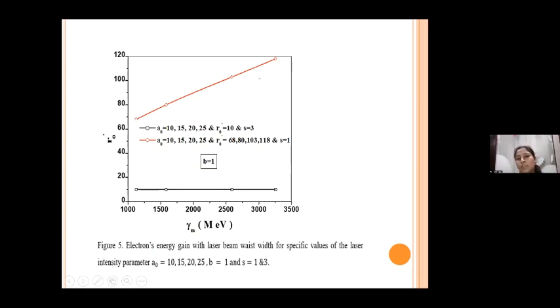So this is my new work, which is submitted to Optical and Quantum Electronics. We are still doing this work. We are looking at the linearly polarized and circularly polarized Hermite cosh Gaussian beam, and we are comparing these two. We have observed that the circularly polarized beam is more efficient as compared to a linearly polarized beam for electron acceleration.